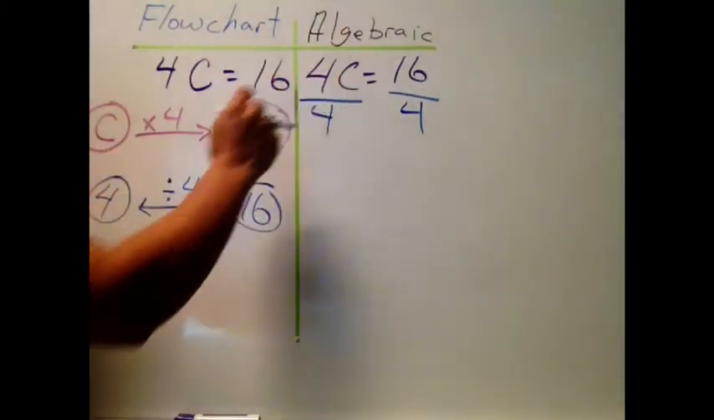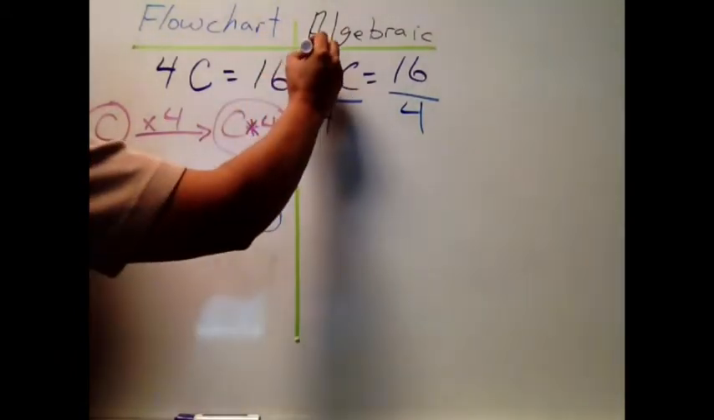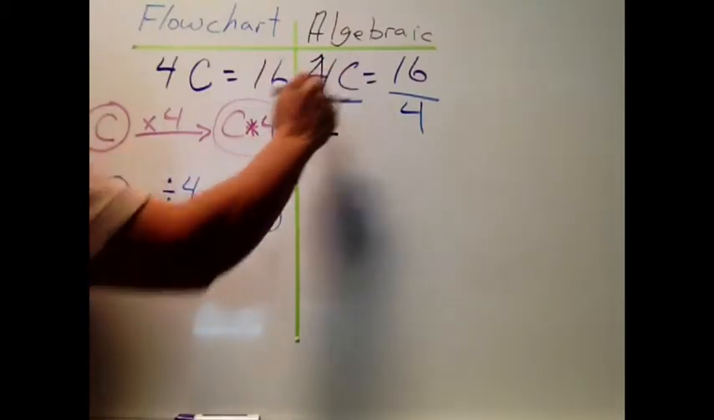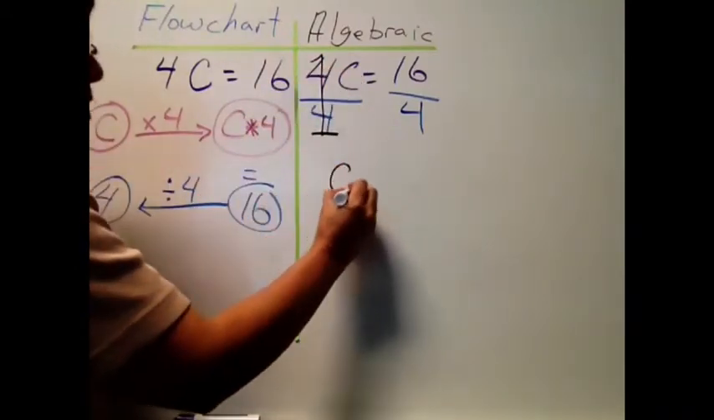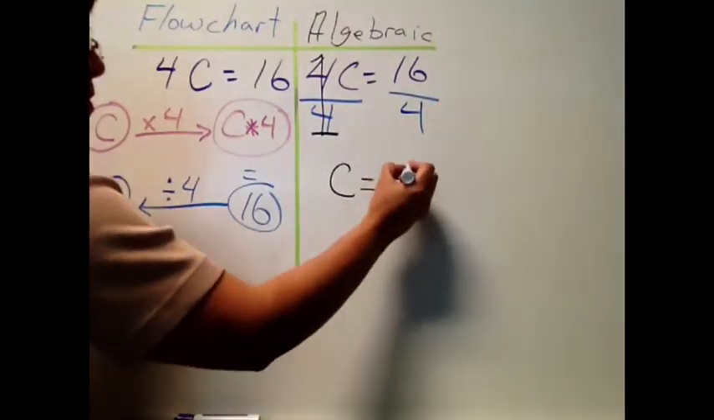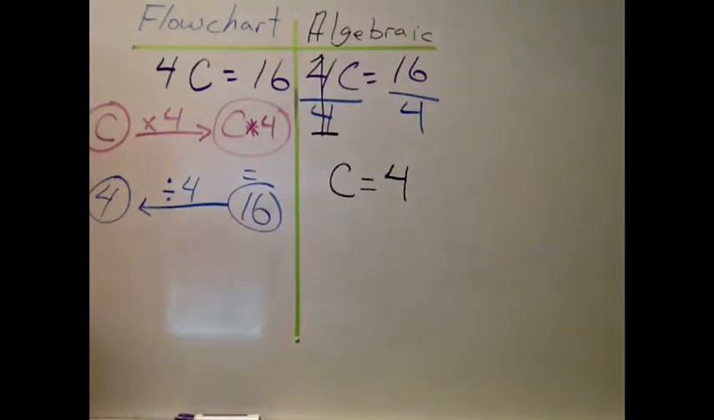1 times C is going to be C. And let's write this as a 1. Let's remember that this is equal to 1, times c is c. 16 divided by 4 is 4. Okay. Need to know how to do both of these. It's going to be real important. We will do these in class.